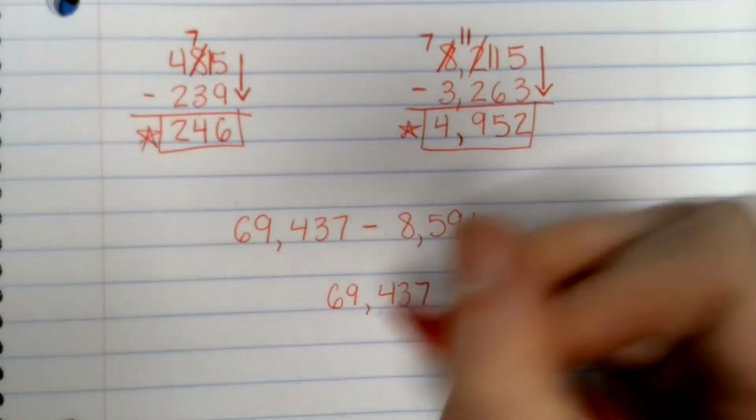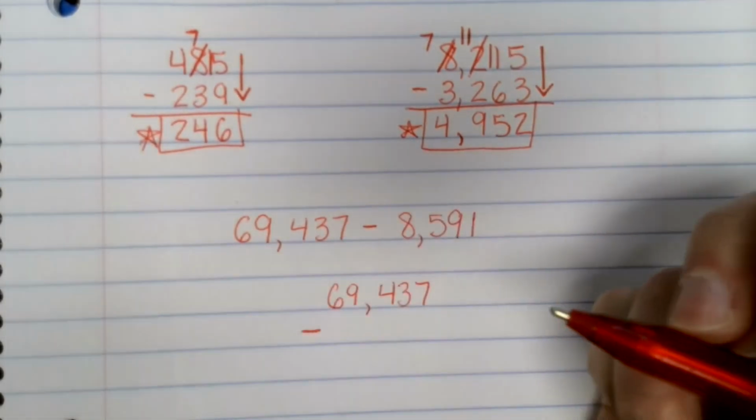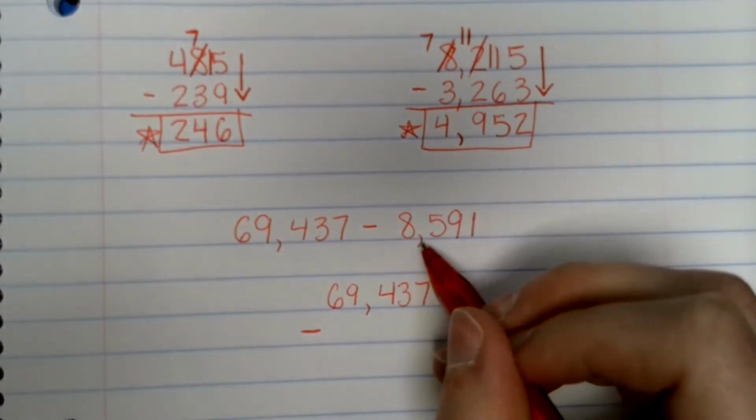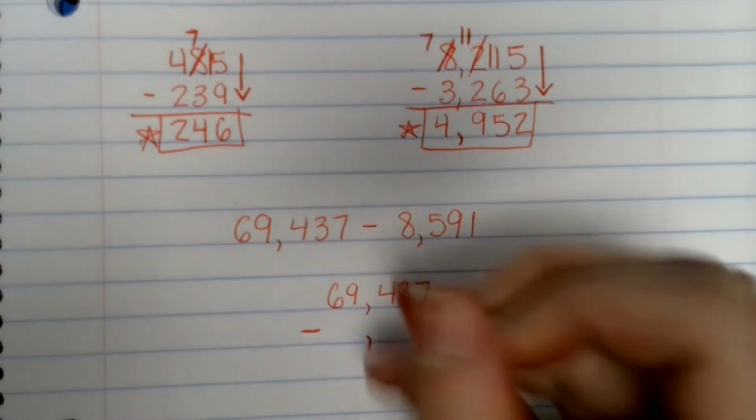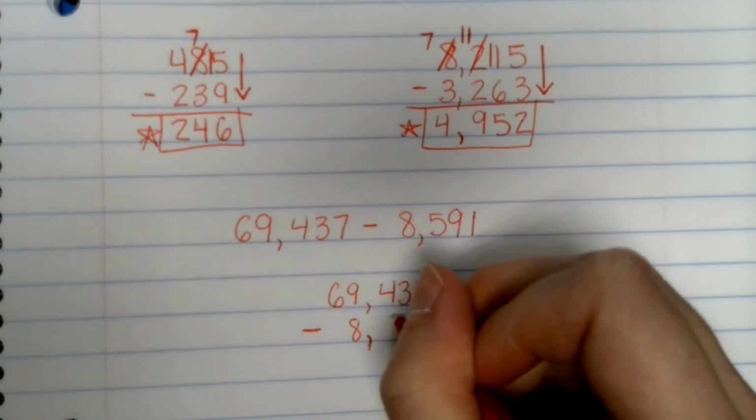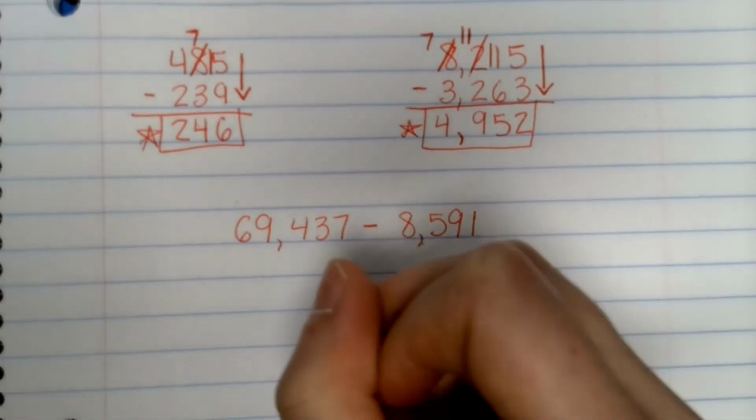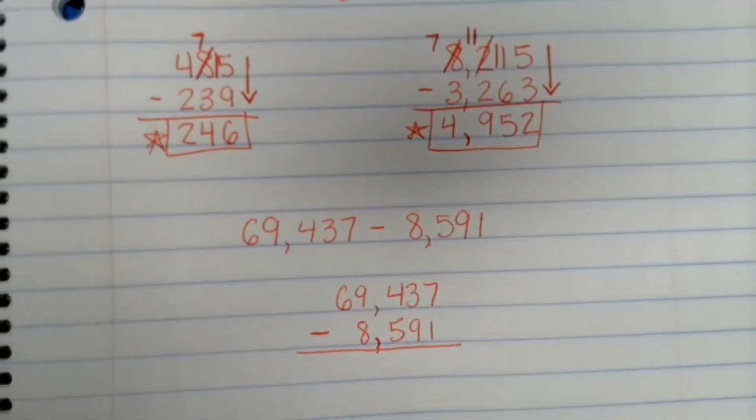69,437 is the minuend, and I'm going to subtract 8,000. Look where my comma is. I need my commas to line up. So that means the 8 should go here, and then 591. Okay, let's try this one.